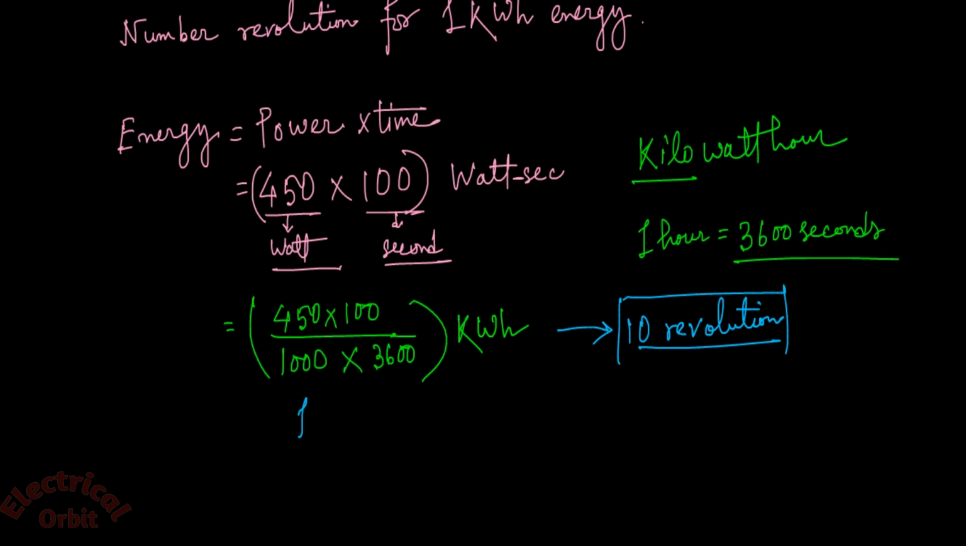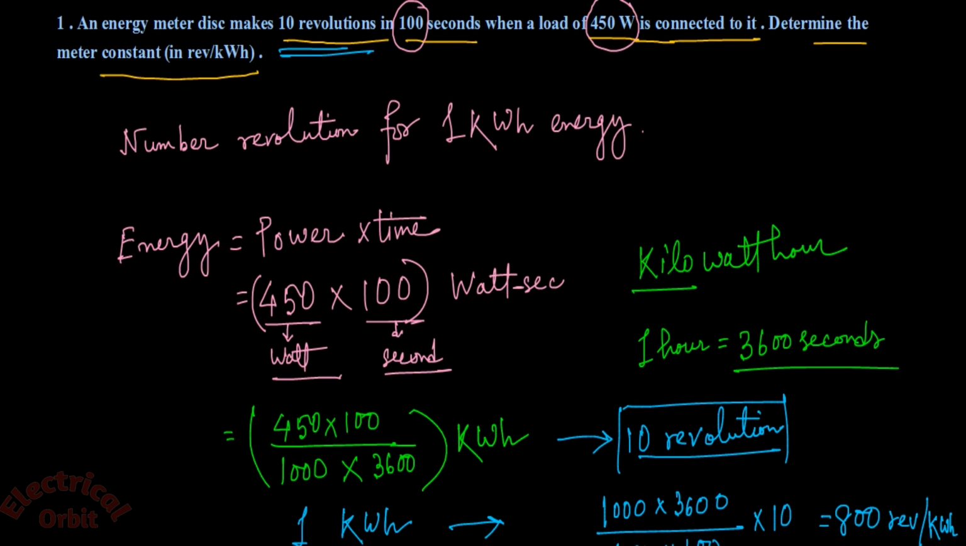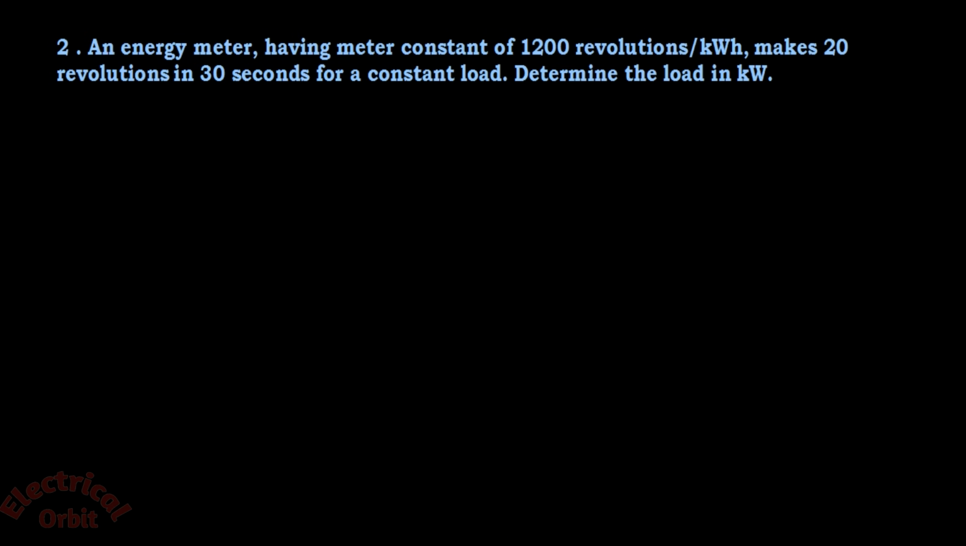Now for 1 kilowatt hour, how many revolutions will the meter disc do? That is a simple calculation. This is equal to 800 revolution per kilowatt hour. So our meter constant is 800 revolution per kilowatt hour. This is our answer. Now in the second question, we have exactly the opposite parameter to determine that we have done in our previous problem.